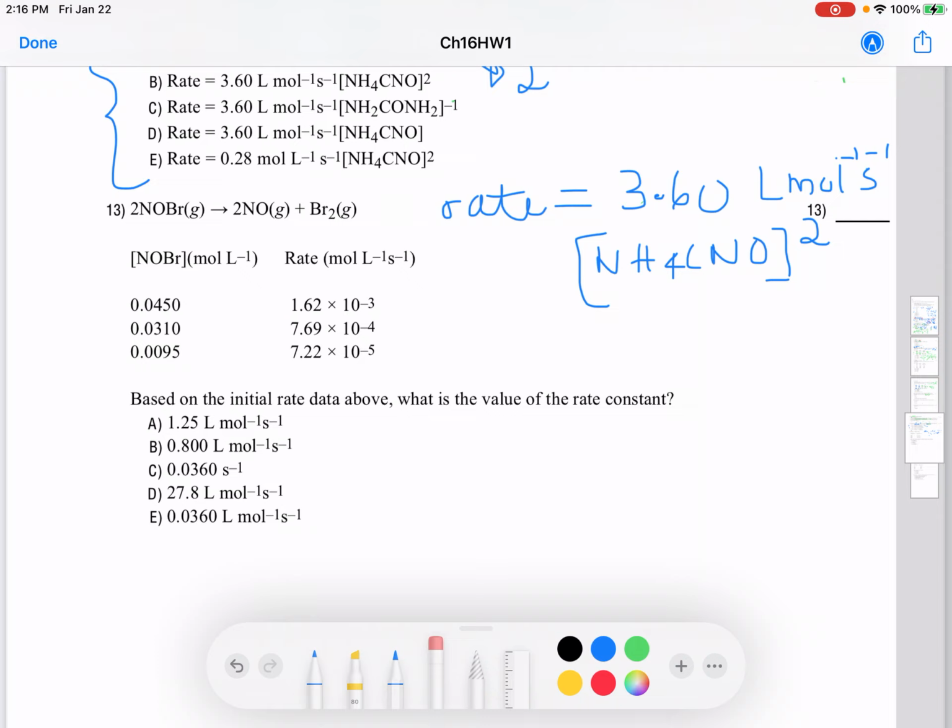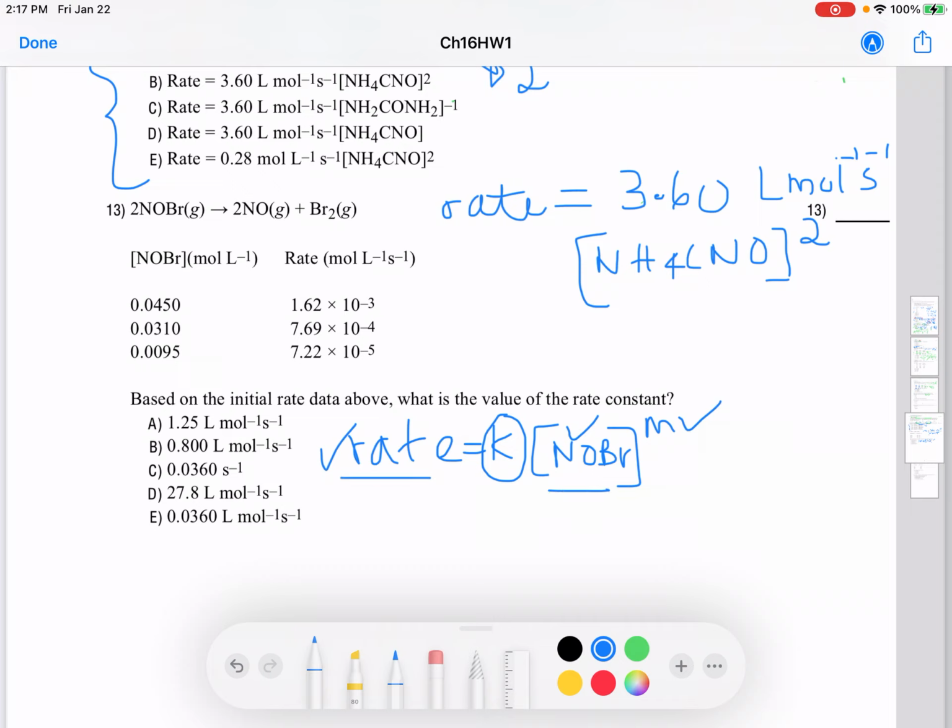So the rate constant. Normally rate is given like rate equals K, and the concentration of NOBr here with the order, like this, right? So we want to find out the rate constant K. To find K, we need to know the rate, the concentration, and the order of the reaction. So far we know the rate and concentration of NOBr, but we don't know the order of the reaction.